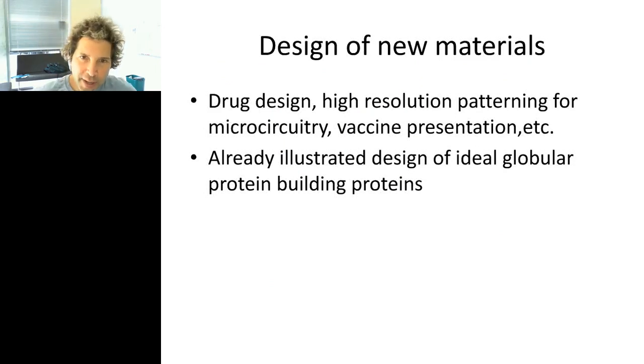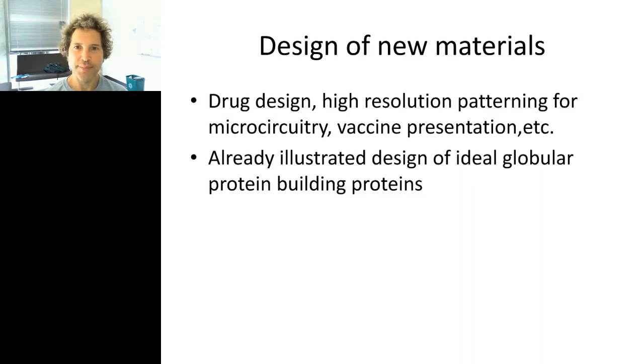So I've talked about designing protein binding and designing small molecule binding. And now I'm going to talk about designing protein-based nanomaterials. There are a lot of reasons you might want to design protein nanomaterials. For example, for drug delivery, you could imagine synthetic cages that you can package small molecules in. For vaccines, making synthetic particles that look like viruses, but display the epitopes you want a vaccine raised against. And then patterning for microcircuitry.